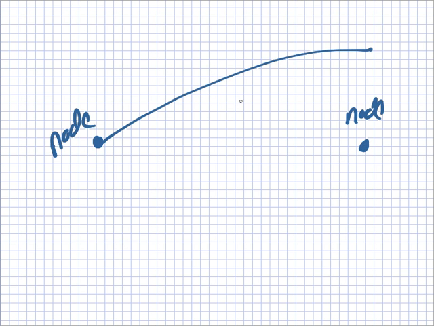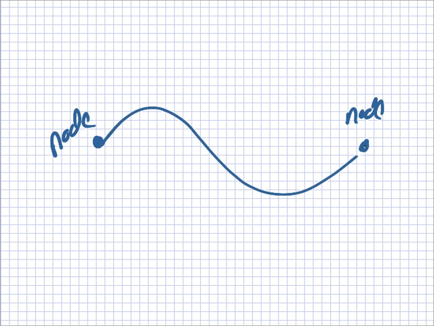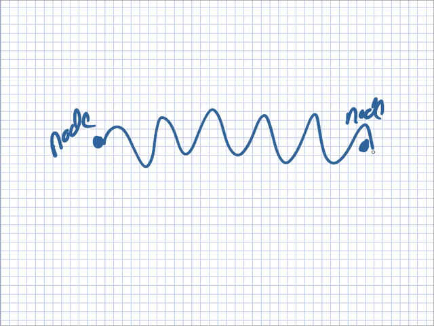Because if this is fixed and this is fixed, then this has to be a node. So you couldn't do something like this, where the wave is vibrating like that. If the end and the start are nodes, then you could make a wave like this, or you could make a wave like this, or you could make one like this.